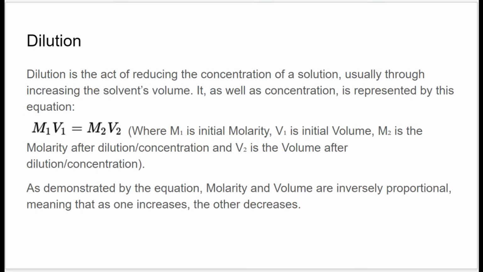And now we have dilution. Dilution is the act of reducing the concentration of a solution. Usually this happens by increasing the solvent's volume. The equation for this is M1V1 equals M2V2, where M1 is the initial molarity, V1 is the initial volume, V2 is the volume after the dilution, and M2 is the molarity after the dilution.